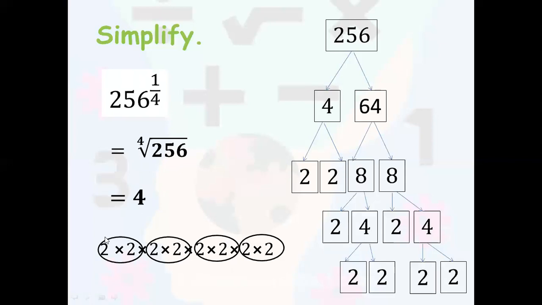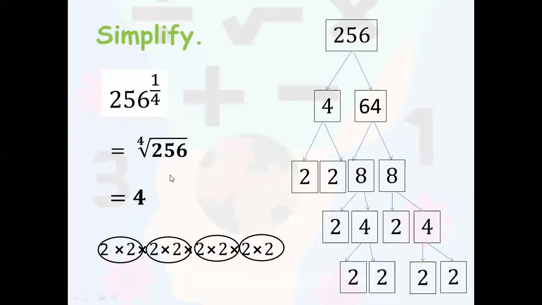We have to make 4 groups from these numbers, because we need a number to multiply 4 times. So we are going to group these numbers. Group means in one group there will be 2 2's. So 2 multiplied by 2 is going to give you 4. So 4, 4, 4, 4. How many 4's do we have now? 4 4's. So that means 4. The fourth root of 256 is 4, which means if you multiply 4 four times, your answer will be 256.